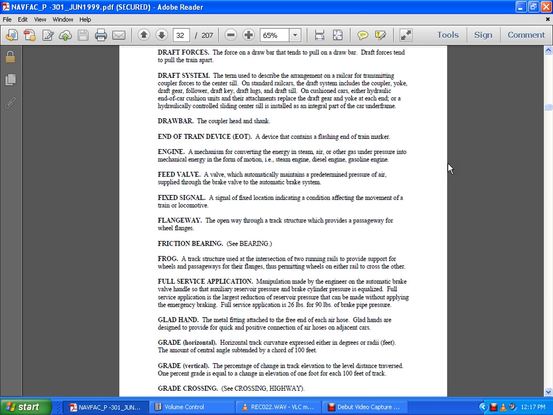Grade, horizontal: the horizontal track curvature expressed either in the degrees of curve or the radius in feet, and the amount of central angle subtended by a chord of 100 feet.